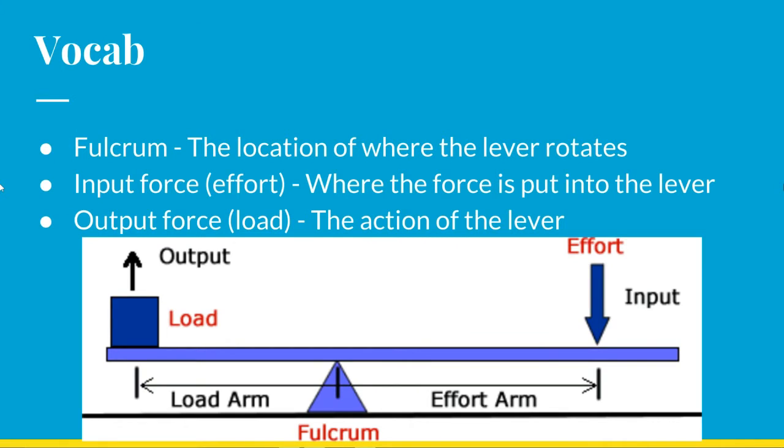So the first thing we should go over is some vocabulary. The fulcrum. The fulcrum is located wherever the lever rotates. So here is the fulcrum right there. All right. The input force or the effort, it's what you put into the simple machine, because this is a machine, right? And that is where you put force into the lever. So here, you push down, right? And when you push down, you have an input, and what happens is there is an output, and that's the output force, also known as the load. Okay, so it's just some vocabulary for you.